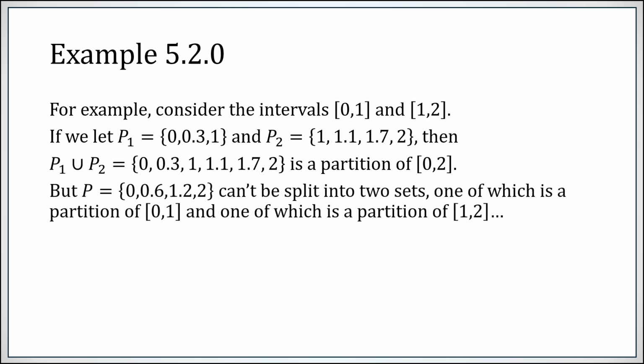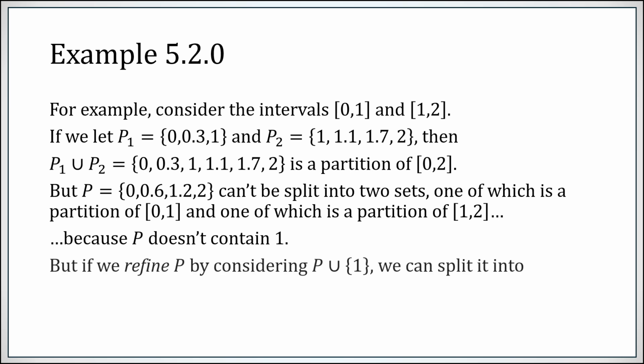However, 0, 0.6, 1.2, 2 is a partition of the interval from 0 to 2, but there's no way to break this apart into two sets, one of which is a partition of 0, 1, and one of which is a partition of 1, 2, because the partition we made does not contain that endpoint 1. For the union 0 to 2, you don't necessarily have to include the point 1, but if you want to make a partition of the interval from 0 to 1, you definitely do.